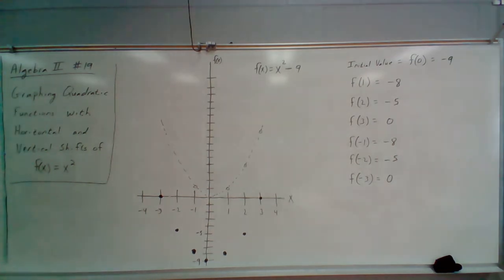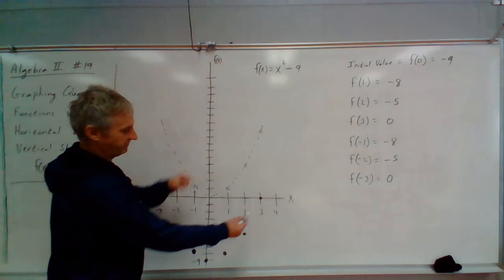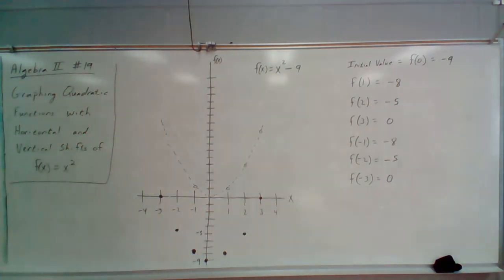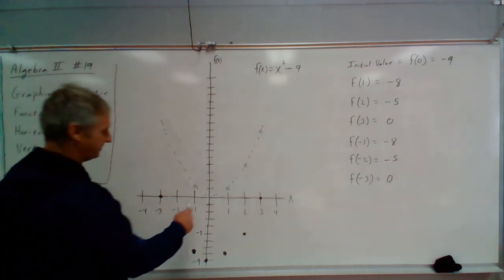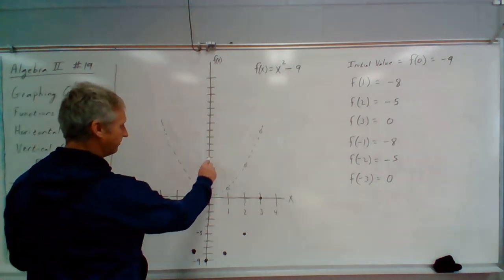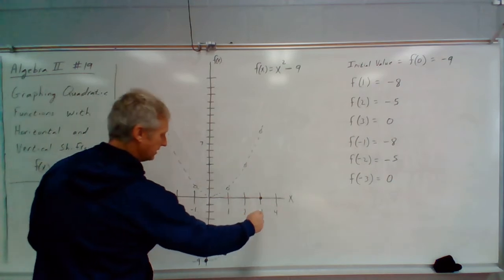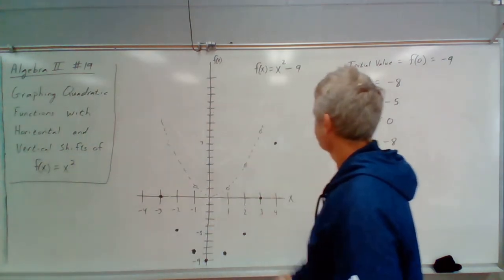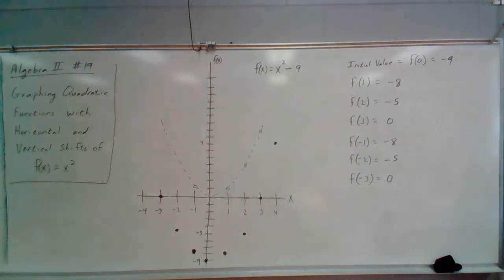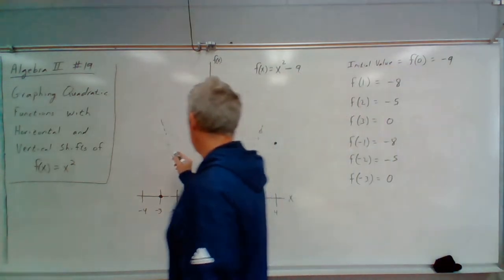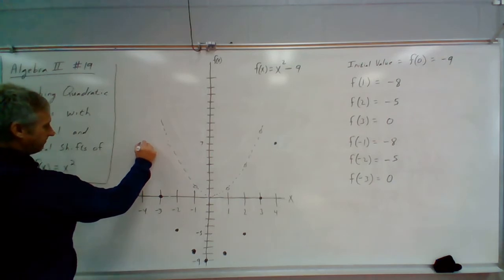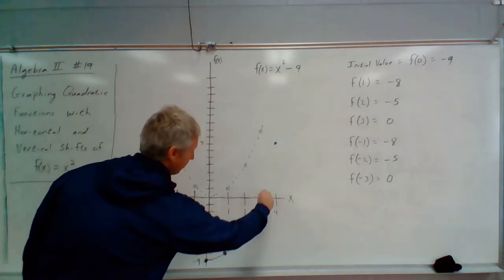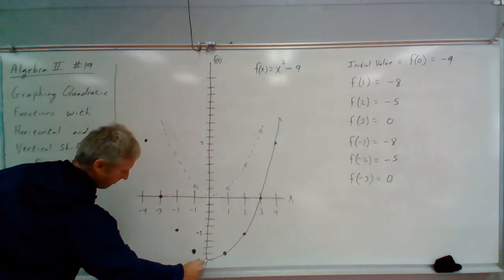Let's do some more. Let's plug in a 4. If I put a 4 in for x, 4 squared is 16. 16 minus 9 is 7. So plug in a 4, and I'll get 7. If I plug in negative 4, I would obviously get 7 again. And so you see that you get this parabola.